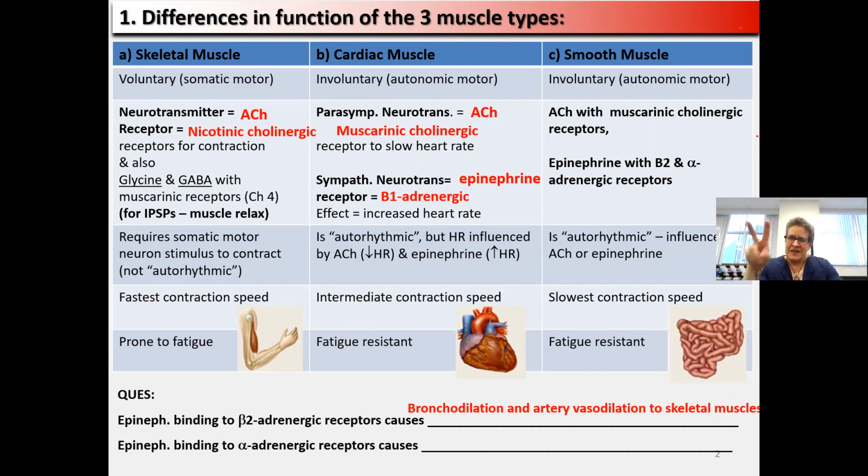So remember, you have 2 lungs, the beta-2 receptor. And the beta-2 receptor is also best to get away. When you're running away from danger, your skeletal muscles need maximal blood flow.